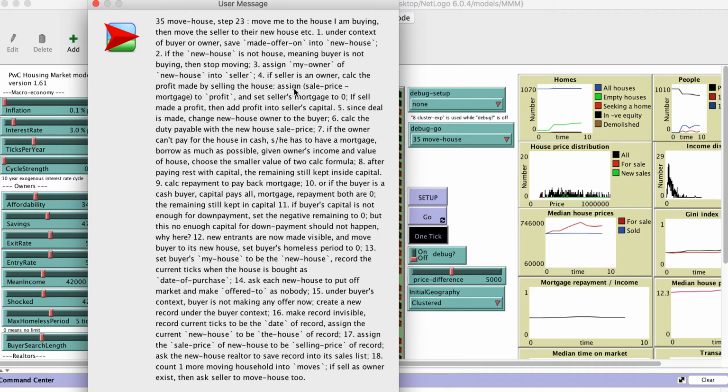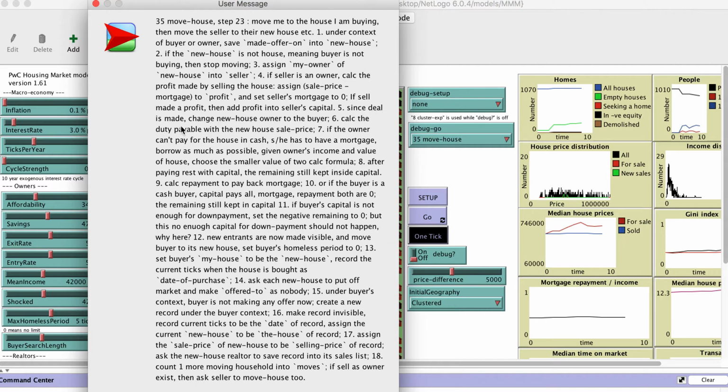And this profit is actually the selling price of the house minus the mortgage the seller has to pay if he's holding the house. So after he sold the house, the mortgage becomes zero. And the difference between the sale price and the mortgage is the profit the seller makes. So if the seller made the profits, the seller of course will add the profits into the seller's capital, become the capital of the seller. And now the seller may consider to use the capital to buy a new house.